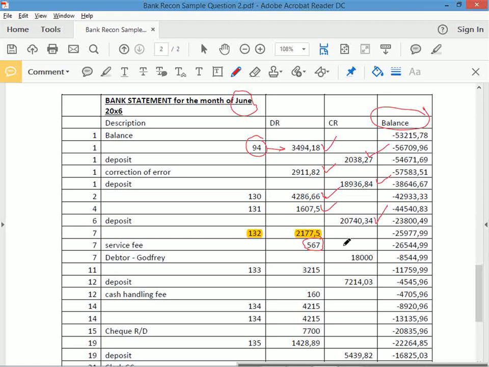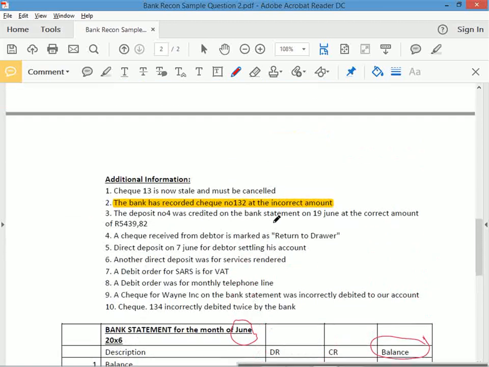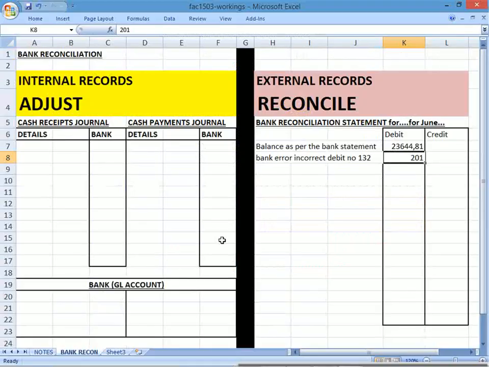If my books aren't correct, what must I do? I'm going to adjust. Where would I adjust for the service fee? In my journals. Which journal would a service fee go to? Cash payments. Good. Right. If I look at my cash payments journal, I need to start with something. So we're going to start with total. Okay, because remember, we're not only going to have these corrections in my journal. We're going to have other transactions as well that came from the month.